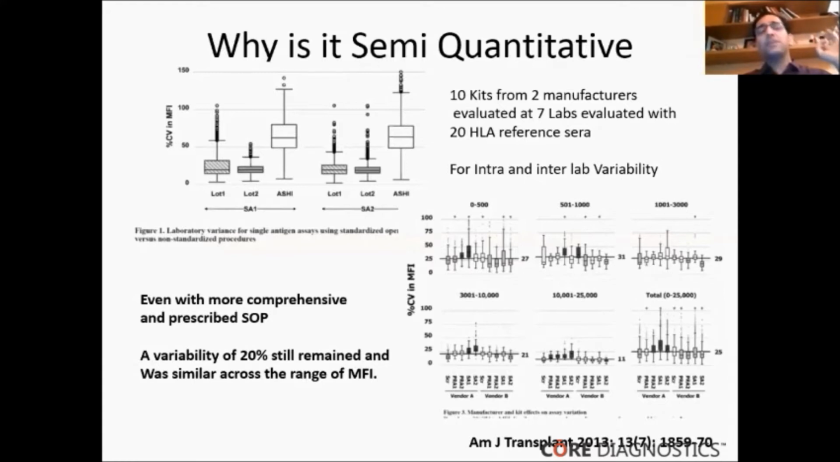So even with a very comprehensive and prescribed standard operating procedure, there is a variability of 20%, which is why there may be labs that will not give you an MFI value, and may only say positive or negative, or the labs will tell you not to use this MFI as a fixed value, because even if you run the same sample in the same lab with the same kit a second time over, an 8,000 might become 10,000, or a 10,000 might become a 12,000, because there's a 20% variability that is inherent in this test.